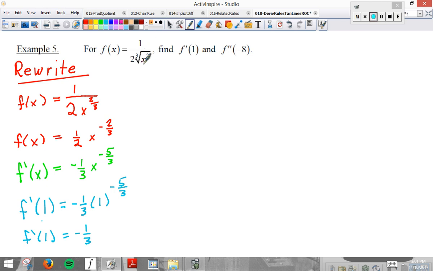Now, when we go to take the second derivative, again, we're starting from here. We're starting from the first derivative. We're not starting from this, because that derivative would just be 0. So f double prime of x, looking at this, bring the negative down. Negative 5/3 times negative 1/3 is positive 5/9 times x, negative 1/3 minus 1, negative 5/3 minus 1, negative 8/3.